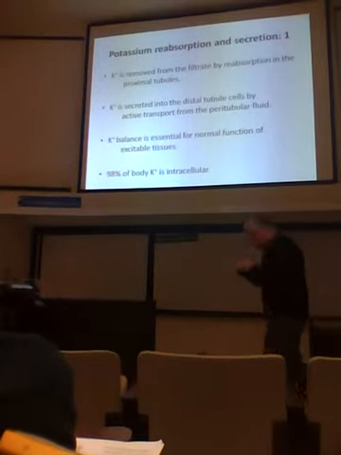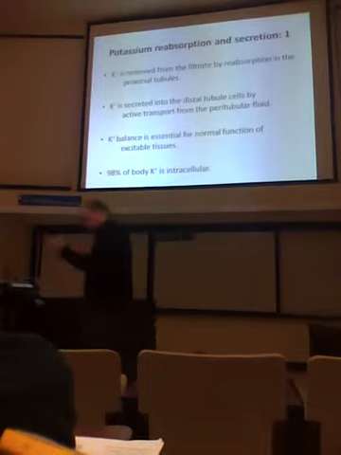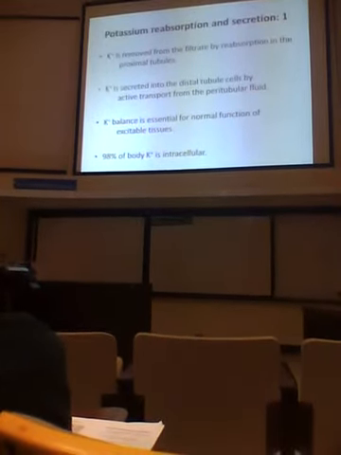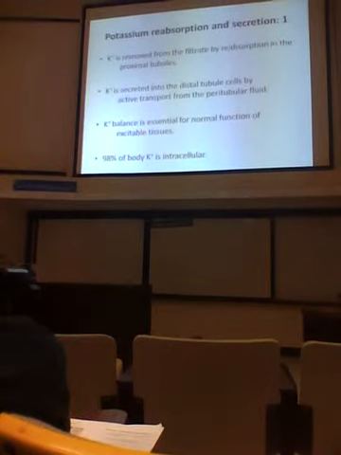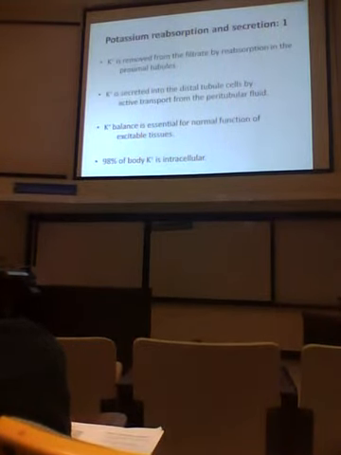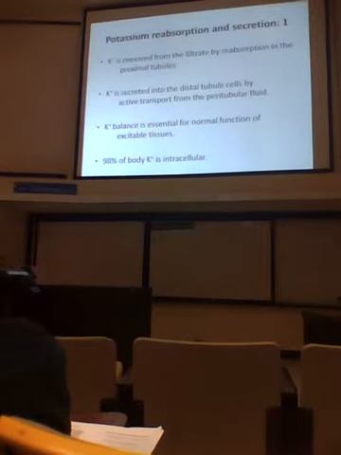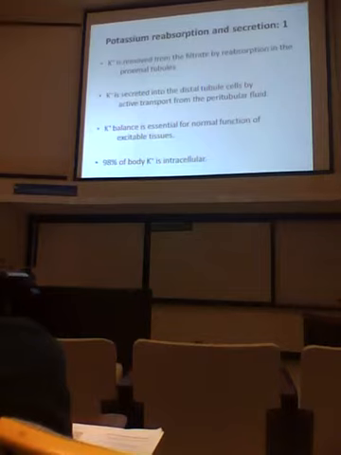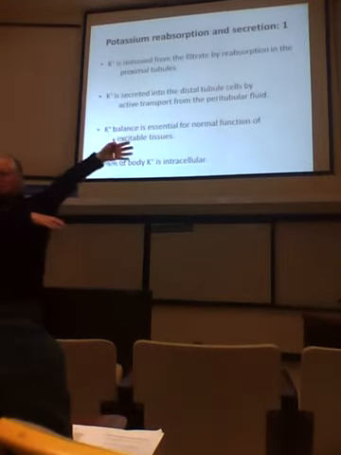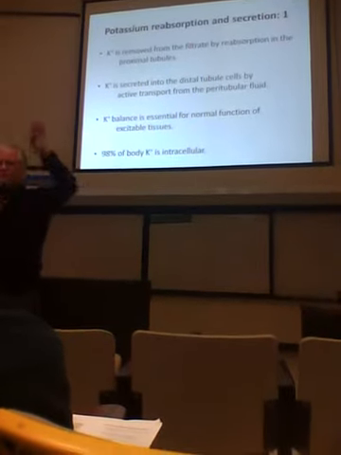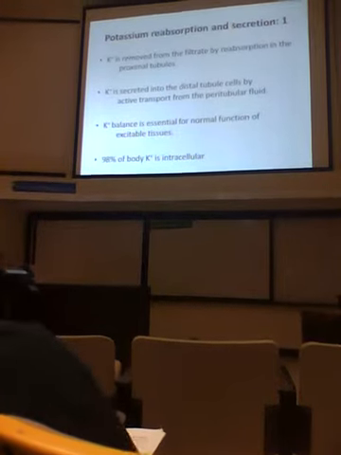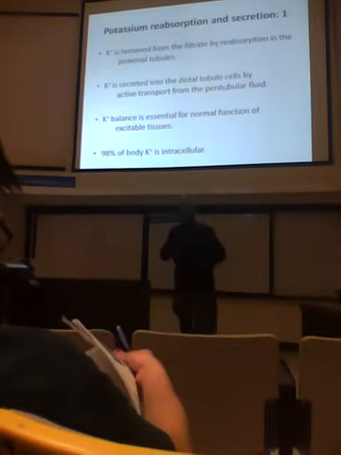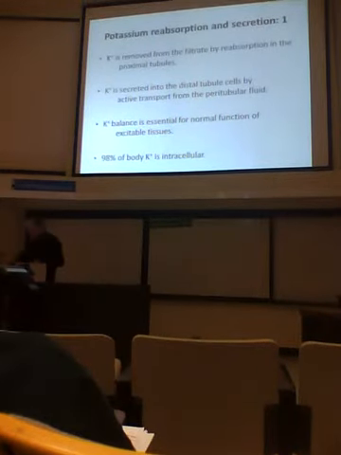And it's important that you have this balance between reabsorption and secretion because levels of potassium are important in the body. So potassium balance is essential for normal function of excitable tissues. 98% of the body potassium is intracellular. You remember way back last week, one of those very first slides I showed you between the difference between intracellular and extracellular fluid? Potassium is all intracellular, mostly. So that's why potassium is important.